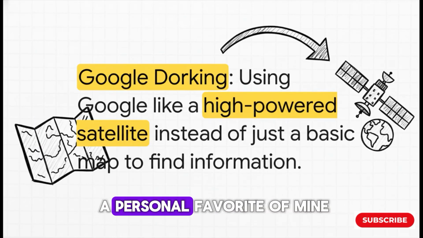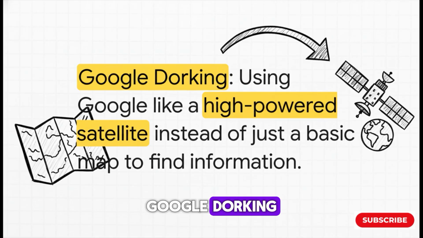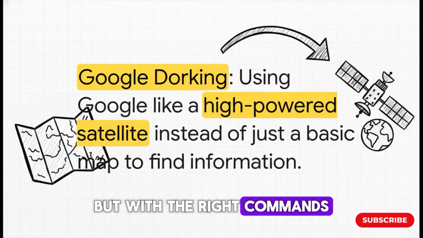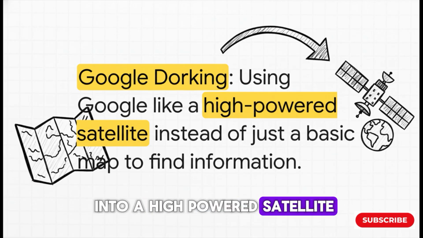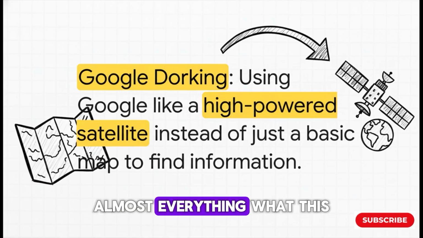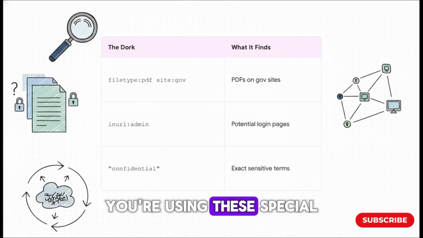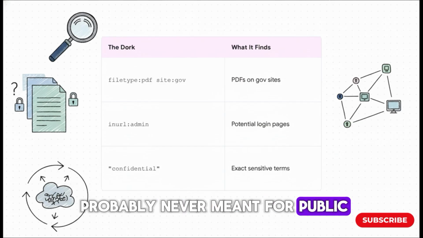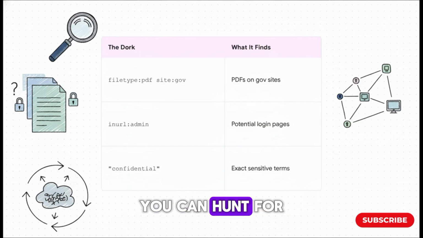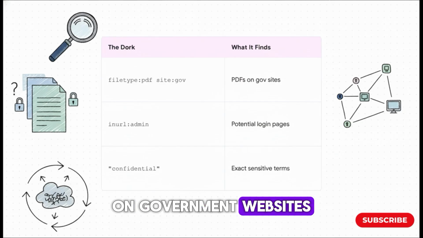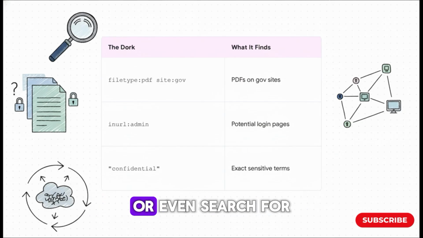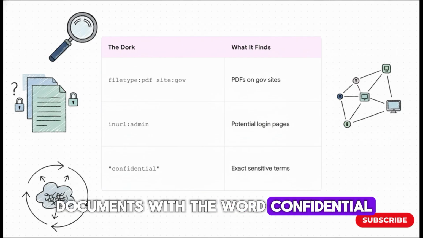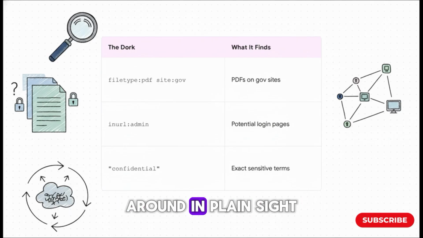Let's move on to a personal favorite of mine, Google Dorking. See, most of us use Google like a basic roadmap, but with the right commands, you can turn it into a high-powered satellite capable of seeing, well, almost everything. What this means is you're using these special search commands, think of them like cheat codes for Google, to unearth files and pages that were probably never meant for public eyes, like slideshows. You can hunt for specific file types on government websites, find unprotected admin login pages, or even search for documents with the word confidential. You would be shocked at what's just lying around in plain sight.